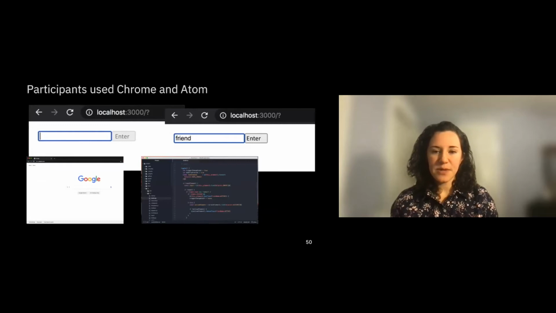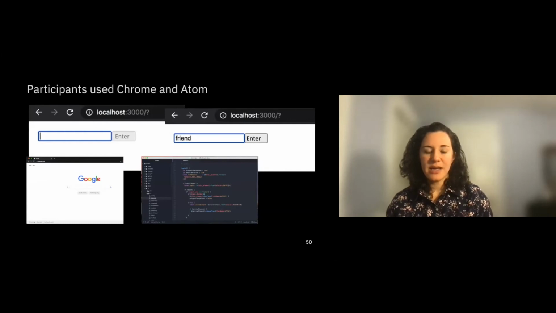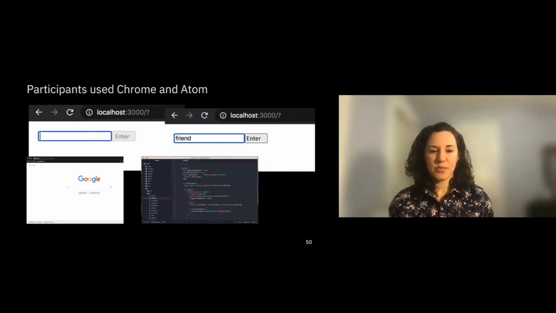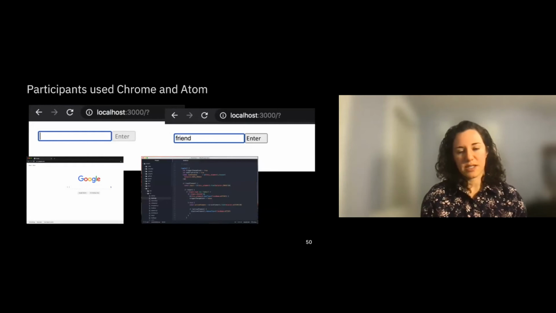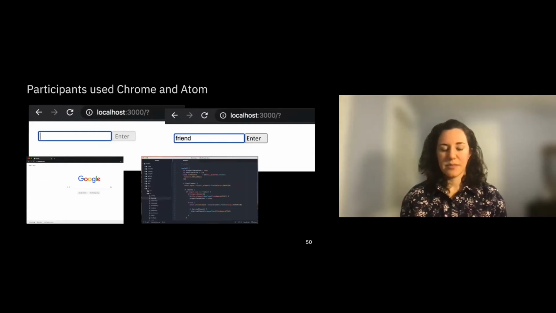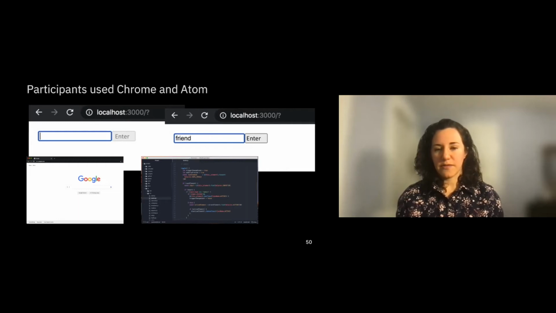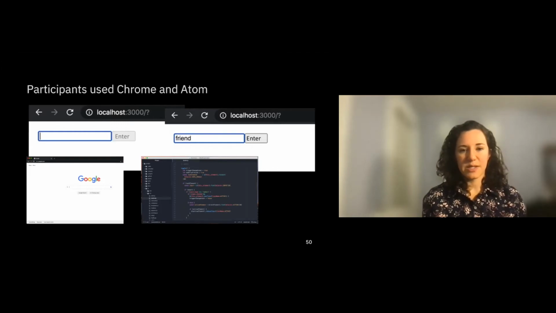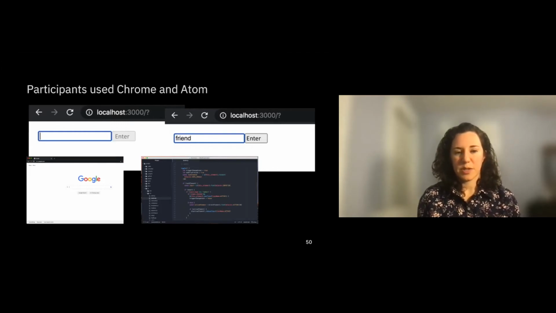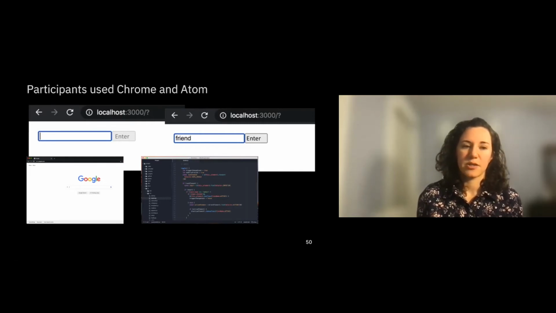And so we gave this task, and participants had access to Chrome and Atom, and we instrumented both of these environments so that we could track all of the actions that programmers took in both of them. So we had extensions in both contexts, and we tracked all of their searches, the tabs that they had open, whether they copied information from one environment to another, and all of their code editing, as well as whether they were testing their code, for example, by refreshing the localhost page or visiting the localhost page to see how their code worked.